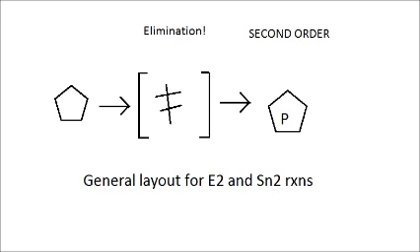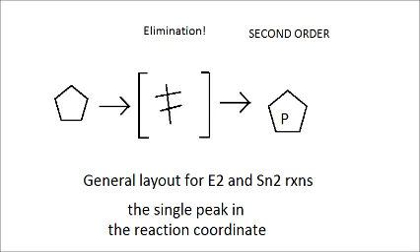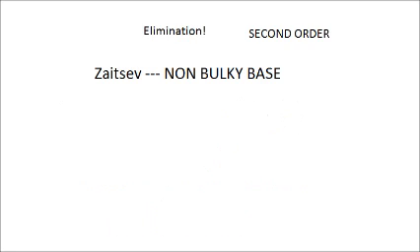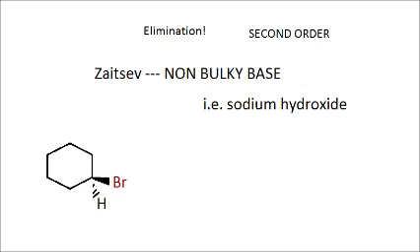That's very important. Okay, so this is basically just a general overview, where that transition state is your single peak in your reaction coordinate. That is your peak in the energy scheme of the reaction. Okay, so for Zaitsev elimination, you have a non-bulky base, like RO minus or OH minus. You know, like sodium hydroxide is OH minus. We don't talk about sodium because it's solvated by your polar protic solvent or your alcohol.